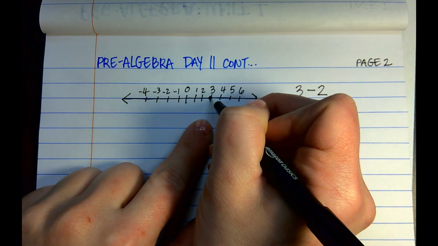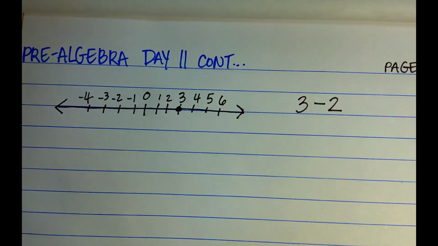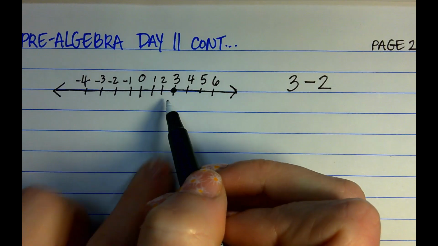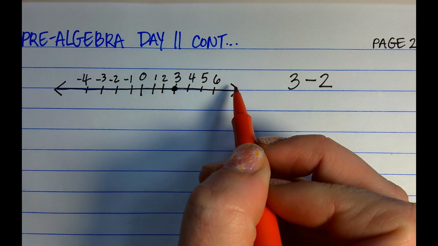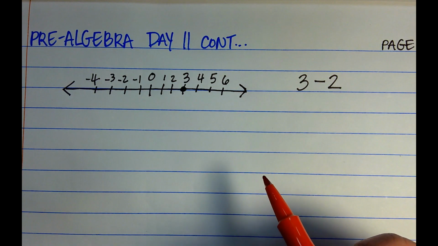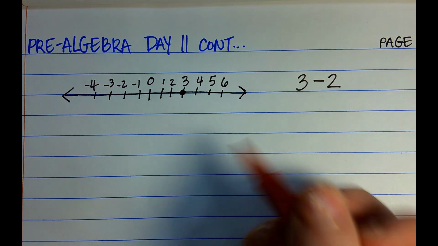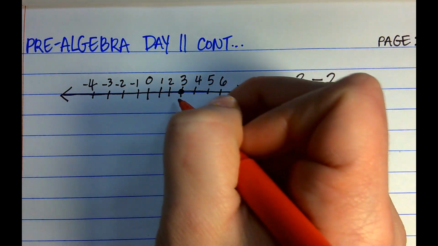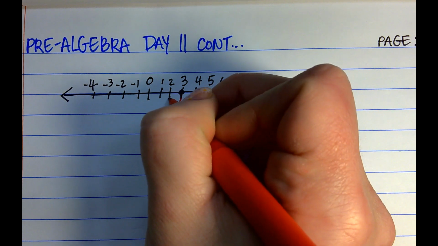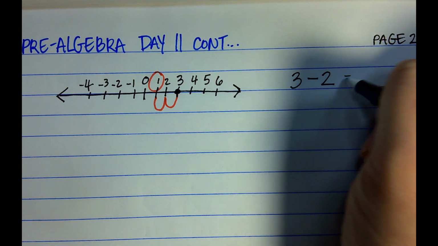If I start at 3 and I subtract 2, I take away 2. Would I move to the right 2 or to the left 2? Left. I'm taking away 2, so I need to go towards where the numbers get smaller. So minus 2, that would be 1. Okay, so 3 minus 2 is 1.